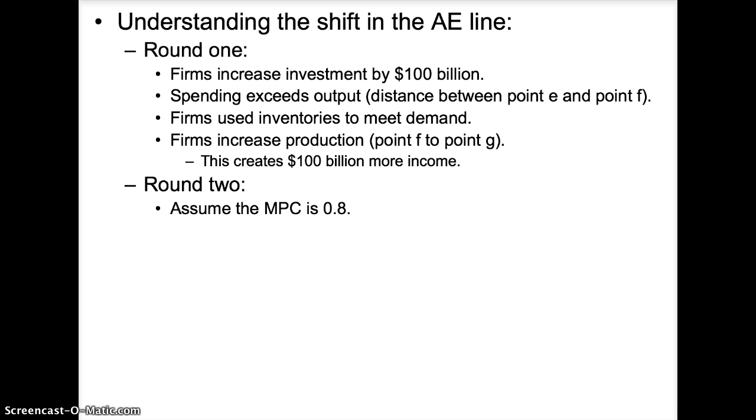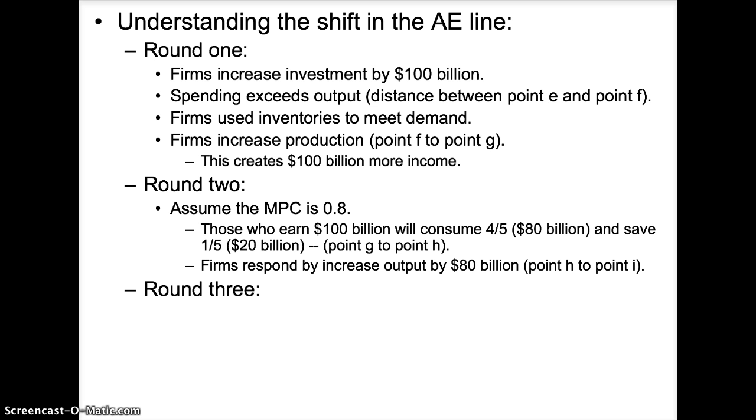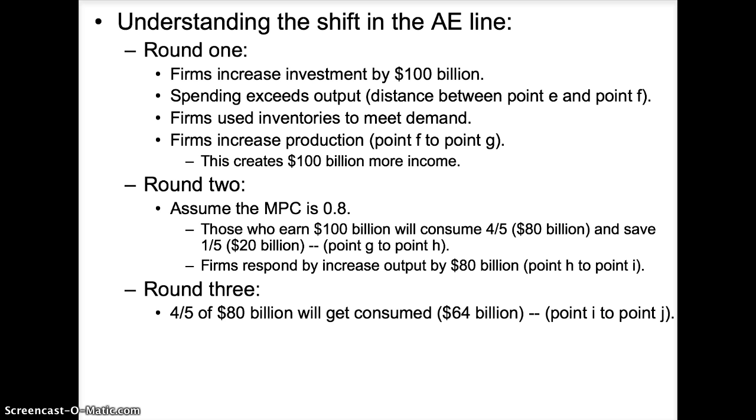Round 2. Let's assume the marginal propensity to consume is 0.8. Those who earn the $100 billion in new income will consume 4/5, or $80 billion, and save the other 1/5, or $20 billion. This is shown as the movement from point G to point H. Firms respond by increasing output by $100 billion, which is point H to point I. Round 3. 4/5 of $80 billion will be consumed, which is $64 billion, and is shown as point I to point J. Firms increase output by $64 billion, which is point J to point K.